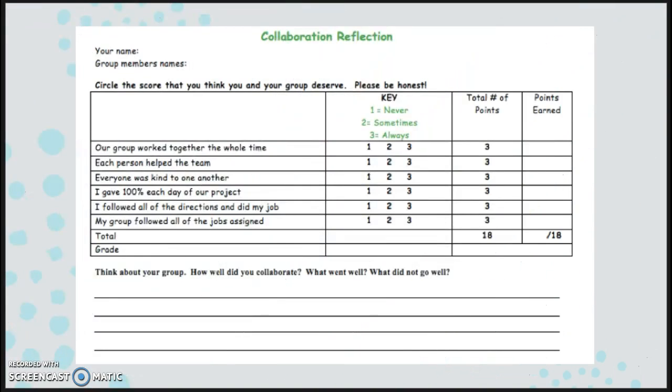Here is an example of a reflection form that I have used in the past in my classroom based on collaboration, which is one of the skills we're focusing on. The great thing about these reflection forms that I create is that they can be used for any project, so I can reuse them in the future. And you can create a reflection form that encompasses all of the skills, or as you see, I've just created one that I want to focus on this time, and then maybe for the next project, I'll focus on another skill.